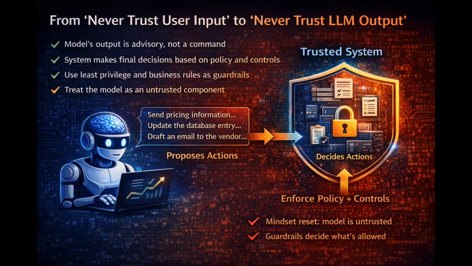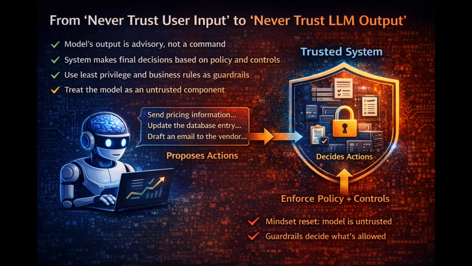One of the paper's central principles is a direct extension of application security. "Never trust user input" becomes "never trust LLM output." The model's output is not worthless, but it must be treated as a recommendation rather than a command. The model can propose actions, summarize options, and draft content, but the system should decide whether those actions are allowed, safe, and appropriate. That decision should be enforced through business policy and technical controls, such as least privilege.